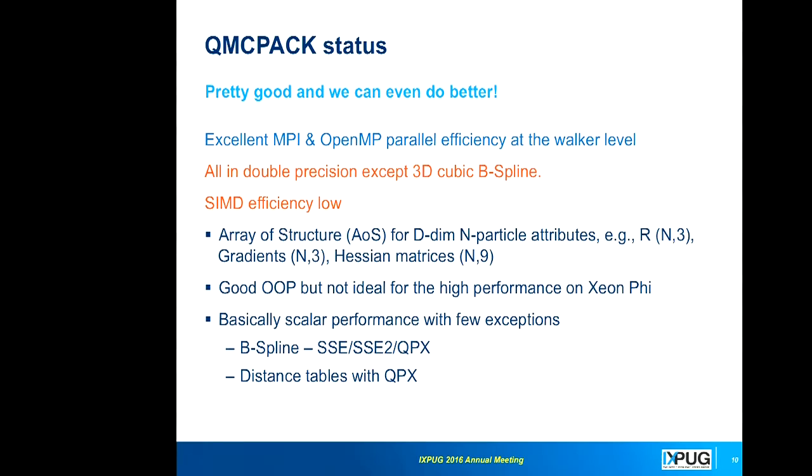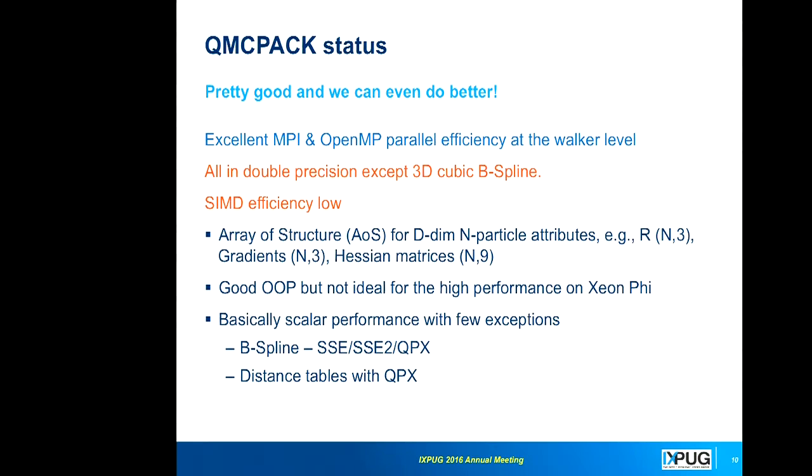After this quick study, we look at the status of QMCPACK. We know that at the top level, the parallelism handled through the walker level is pretty good, so we don't need to care about that much. However, there are a lot of potential places we could improve. Currently our code is mostly in double precision, except for certain portions where we have handled it to use single precision, mainly to cut down the memory footprint.